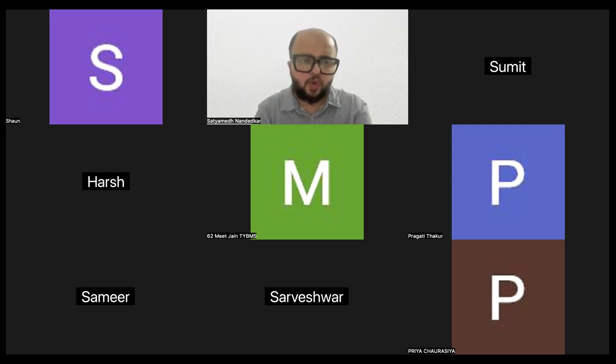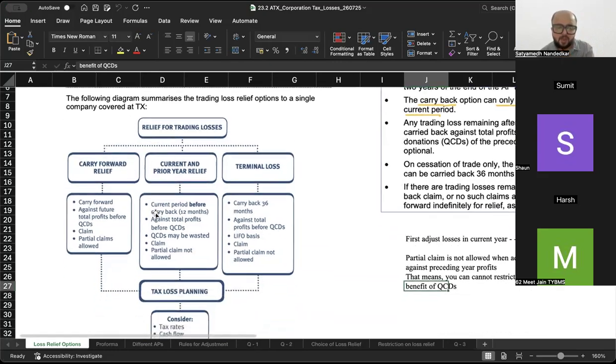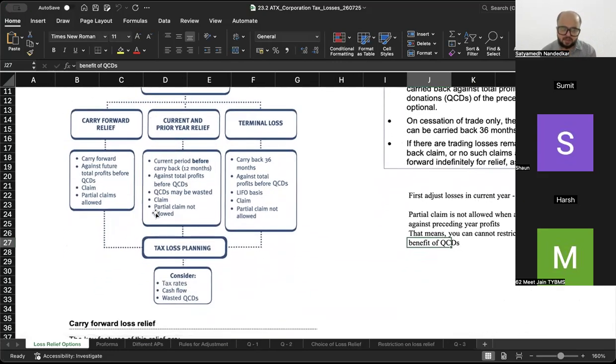Okay. Before we go to groups, there's a small discussion on the company's own losses that we should do. Then we'll go into groups. For its own losses, the company has three options: carry forward relief, current and prior year relief, and terminal loss. Carry forward, you can make partial claims also. Adjust against future total profits before QCDs, and the amount has to be claimed. Current and prior year relief, current period before carry back. First you have to adjust it in the current period, then you can carry it backward.